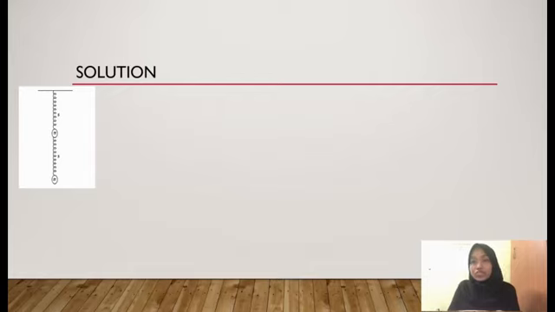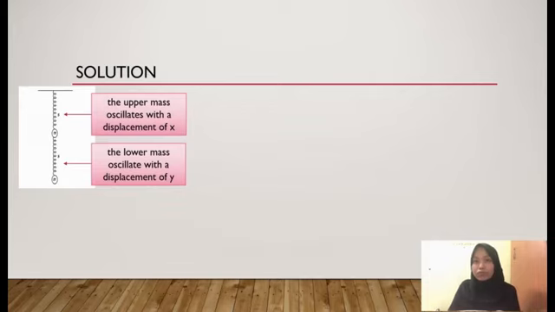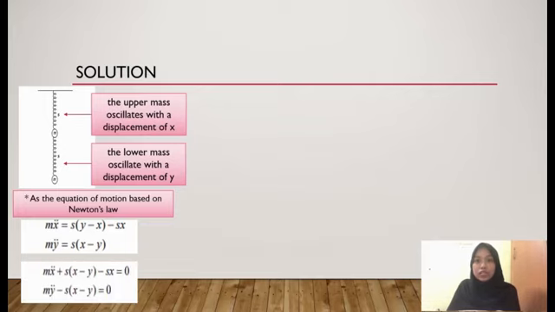If the upper mass oscillates with a displacement of x and the lower mass oscillates with a displacement of y, the equations of motion of the two masses are given by Newton's second law as m x double dot equals s(y minus x) minus sx, and also m y double dot equals s(x minus y). From these two equations, we bring everything from the right hand side to the left hand side, so the right hand side equals 0. Then we take these two equations as formula 1.